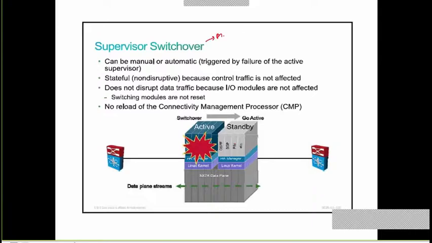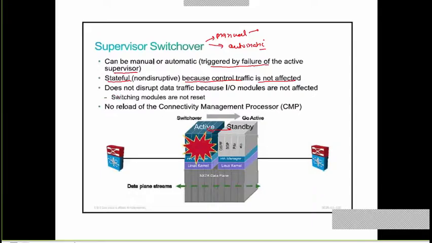So there are two methods of supervisor switchover. One is manual and another one is automatic. Manual means you have manually done it, right? And automatic means it is triggered by failure of the active supervisor. In both cases, the stateful switchover will happen because control plane traffic is not affected. Why? Because they have already synchronized their states.